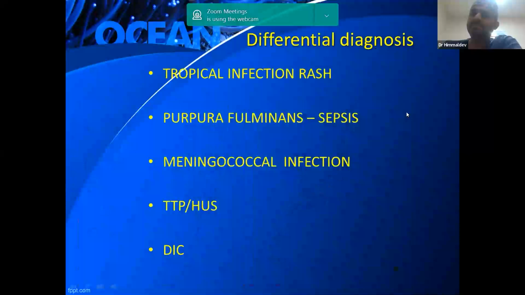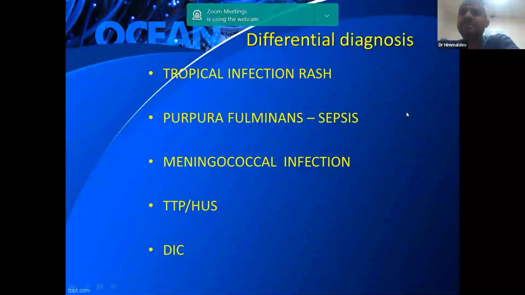So I'll put up some of the options for you. Do you think it is a tropical infection rash, or this kind of rash sometimes can be seen in sepsis, which we call purpura fulminans when they are very sick?